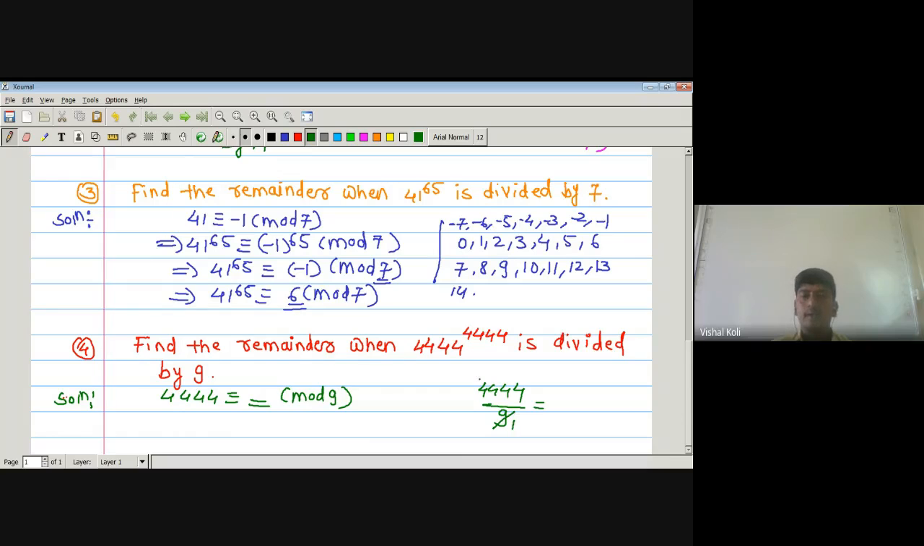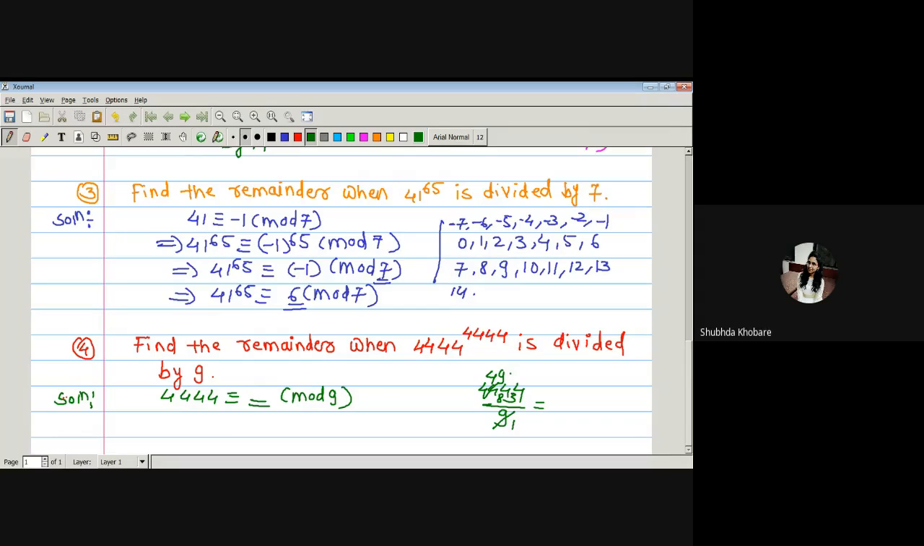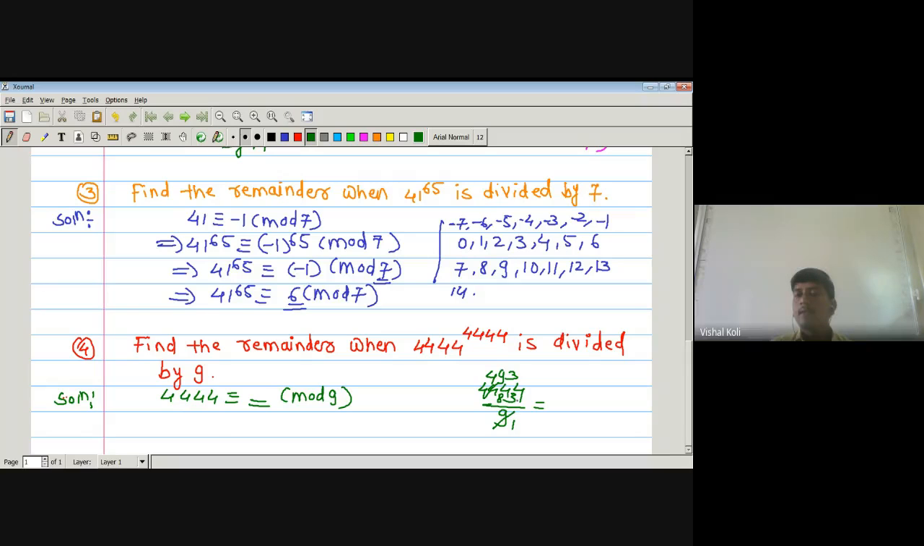9 into 4, 36... sorry, 9 into 4 is 36, 3 is remaining, 7. Then remainder is 9 into 3, 27. 34 minus 27 is 7. What should be the remainder? 7. Therefore, 4444 is congruent to 7 modulo 9. Okay. Now, what should be the value of 7 in terms of negative over modulo 9?